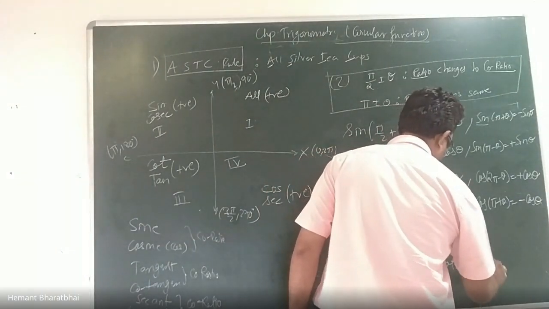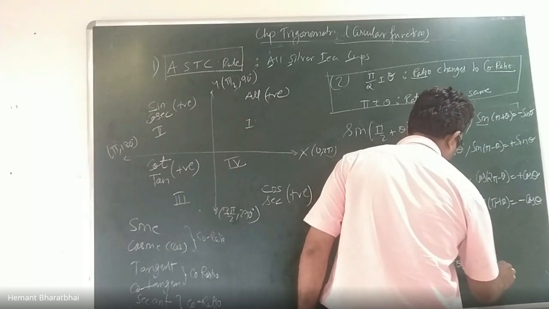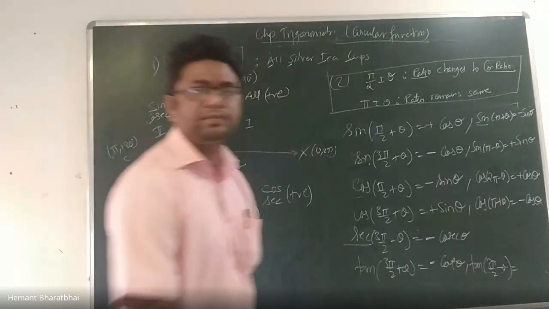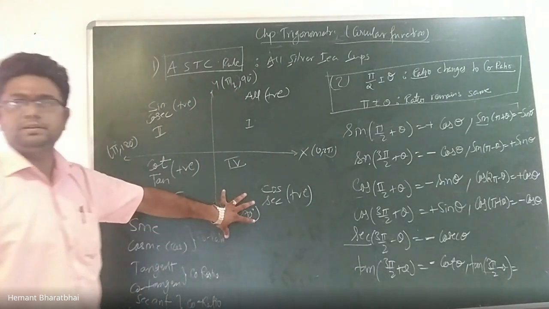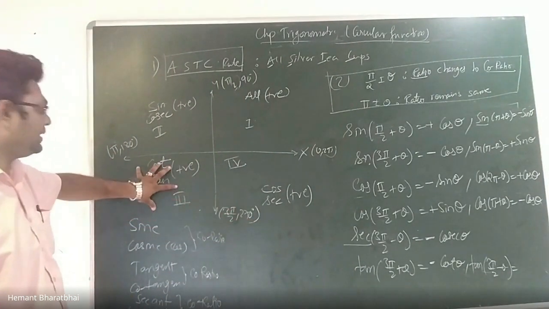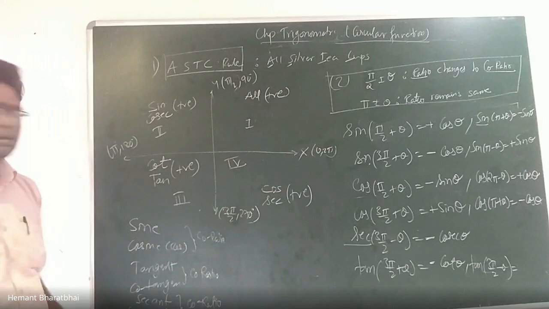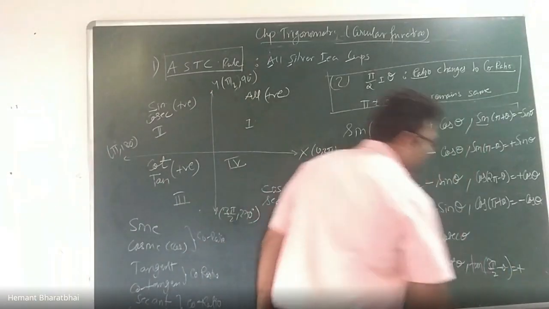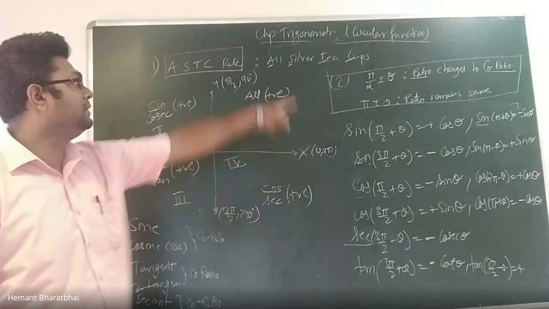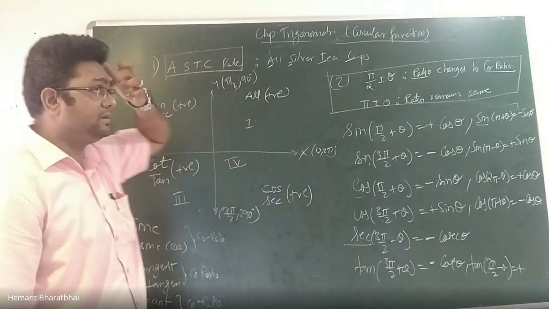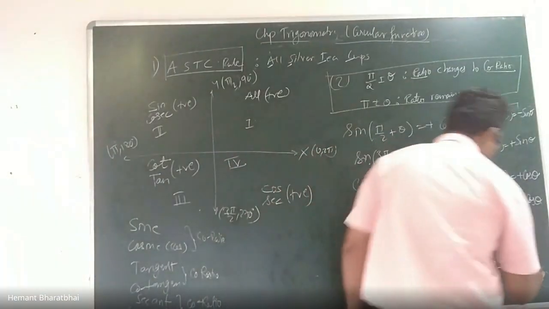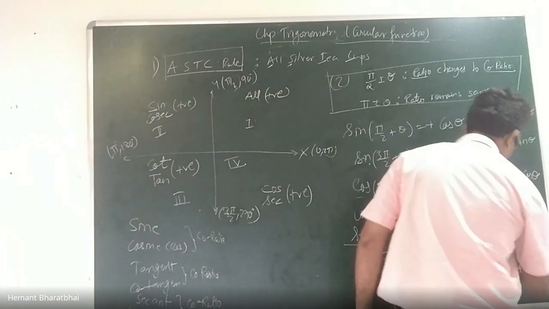Suppose I am writing tan of 3 pi by 2 minus theta. So it is 3 pi by 2. When I do minus theta, I reach into the third quadrant. In third quadrant, tan and cot both are positive. So this will give me plus. Then whenever it is pi by 2 plus minus theta, the ratio changes to co-ratio. So tan will get converted into cot. So this will give me plus cot theta.